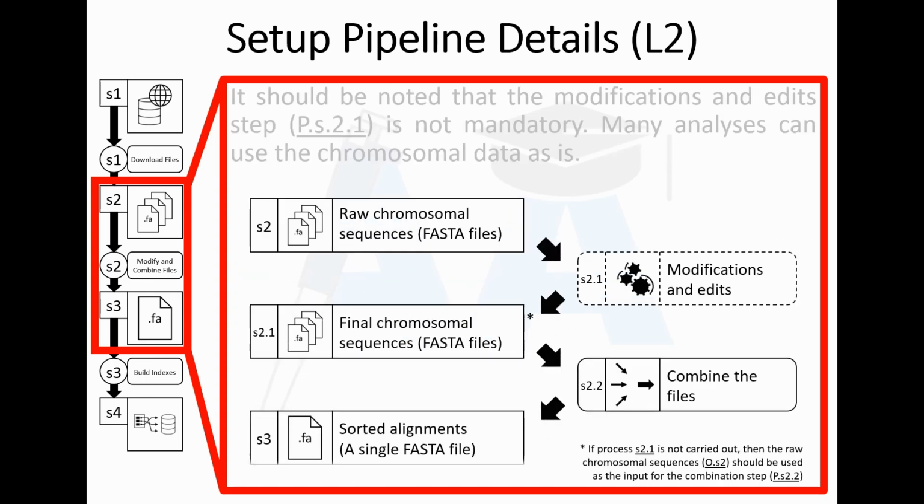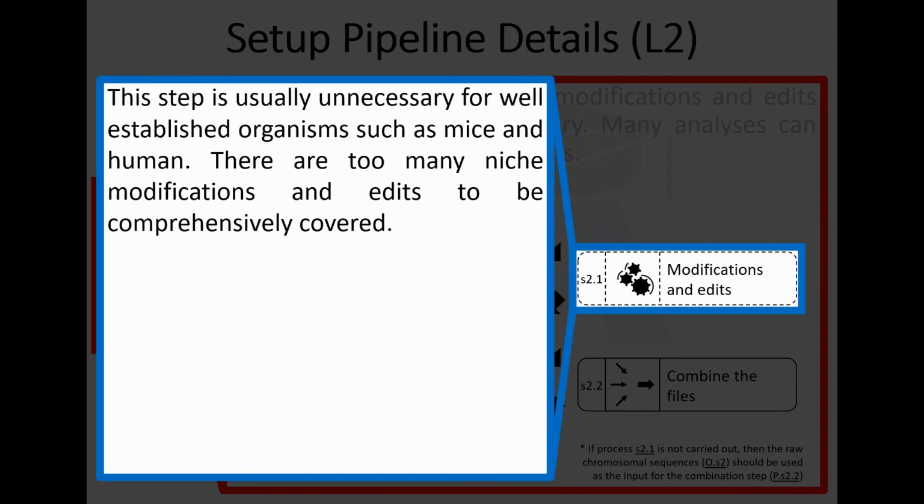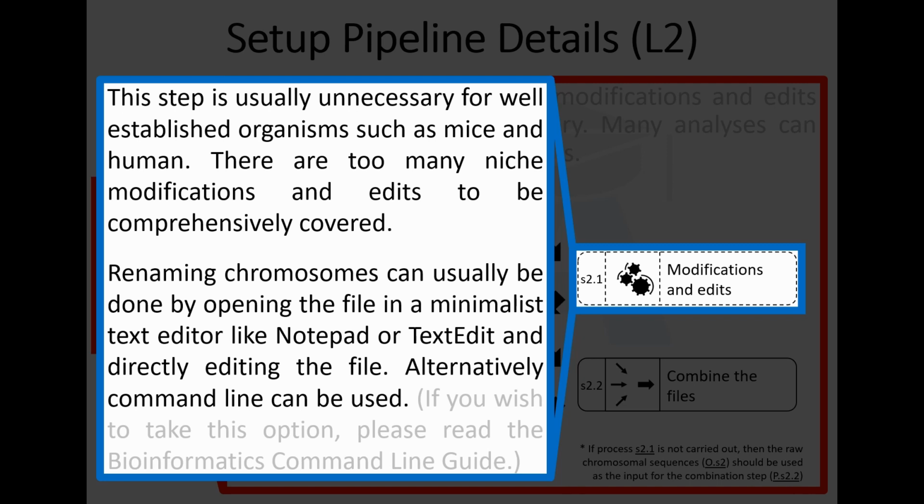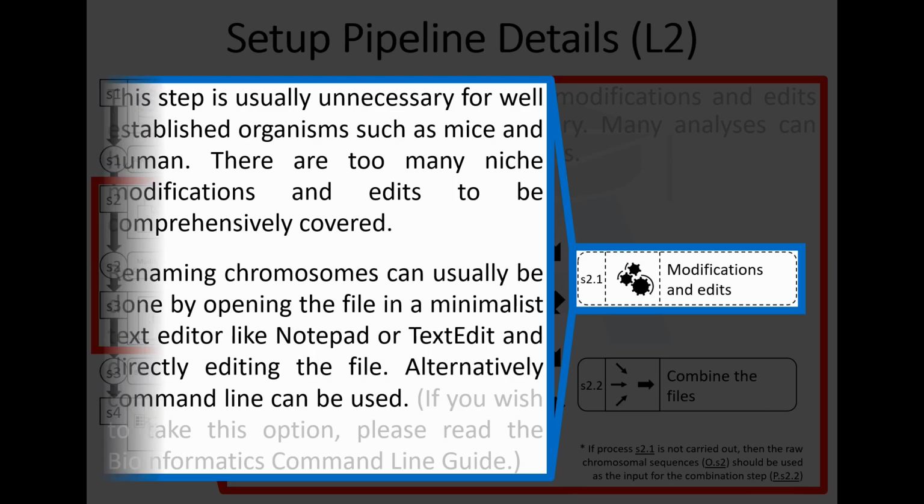Making modifications and edits to the chromosomal data is usually unnecessary for well-established organisms such as mice and humans. For cases where modifications and edits are warranted, there are simply too many to be comprehensively covered. When it comes to renaming chromosomes, this can usually be done by opening the file in a minimalist text editor like Notepad or TextEdit, and then directly editing the file. Alternatively, command line can be used.